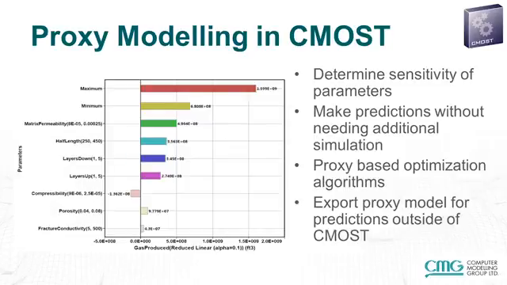So most commonly when we use proxy modeling in CMOST, it's often used with sensitivity analysis. On the left-hand side here, we can see some of the results of that sensitivity analysis, where we can determine which parameters have the greatest impact on the results. As well, the proxy model can be used for making further predictions without needing to run additional simulations. It can be used in some of the proxy-based optimization algorithms to quickly find an optimal solution. And you can even export these proxy models outside of CMOST for making further calculations.